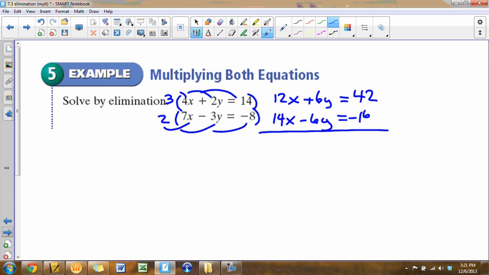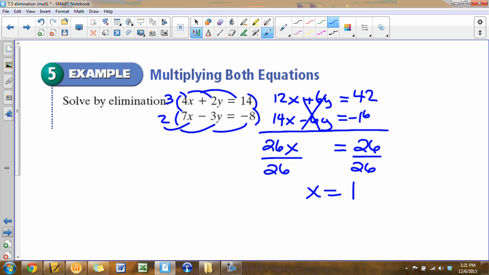And now I can combine them or add them. 12 plus 14, 26. My y's eliminate. 42 minus 16 is 26. That was handy. Divide them both by 26, and x equals 1.